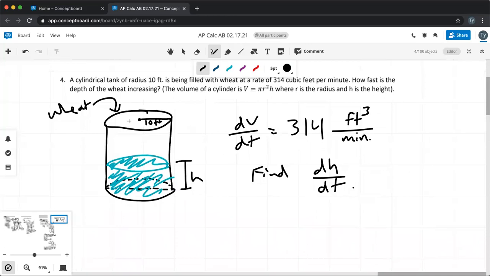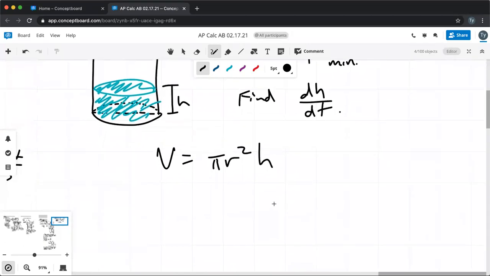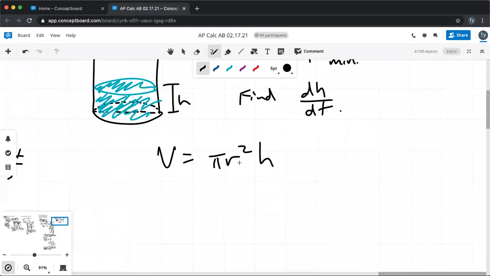Something to point out here, this radius is not changing, right? The height's changing, but it's not like the cylinder is expanding or anything. So if we use this formula here for the volume of a cylinder, we can input r immediately because we know there is going to be no rate of change. So when we do that, we have pi times r, which was 10 feet, squared, times h.